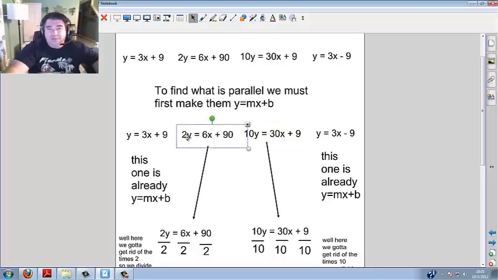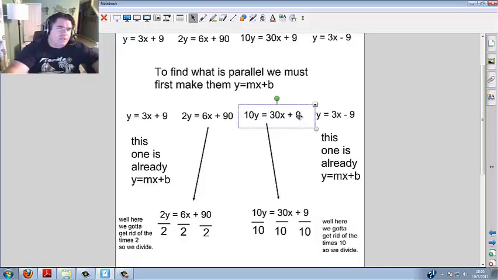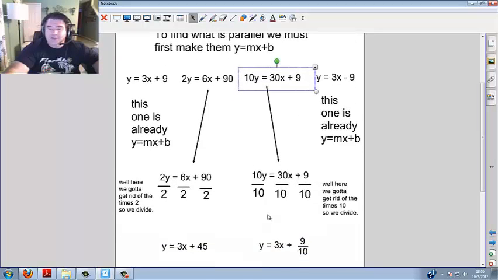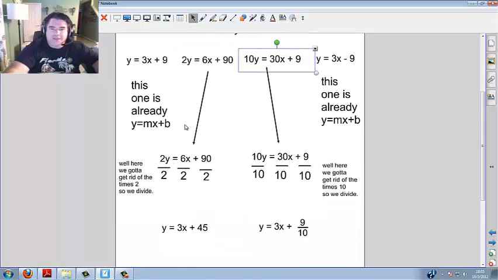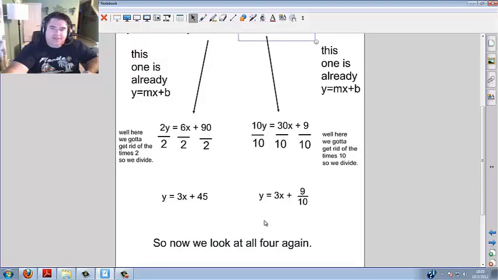So instead of times 2, I'm going to divide by 2. You divide by 2 on one side, divide by 2 on both of the others. And this one here, instead of times 10, you divide by 10. Divide by 10 on one side, divide both of these by 10 as well. Even though this one here is going to make 9 over 10, so what? It's still just divided by 10. So if you notice, this guy becomes y equals 3x plus 45, and this guy becomes y equals 3x plus 9/10.